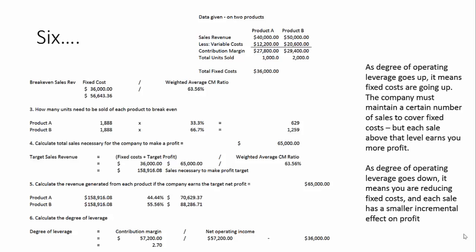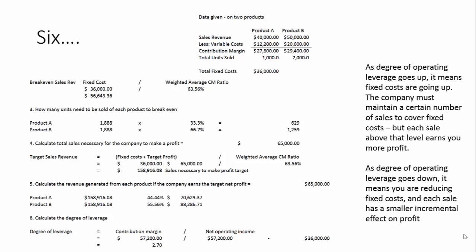Now what we want to do is calculate the degree of operating leverage. This takes the contribution margin for all products, which is $57,200, and we divide by the net operating income, which we calculate by taking the $57,200 of contribution margin minus the $36,000 in fixed costs. When we do that calculation, what we get is a number of 2.70.